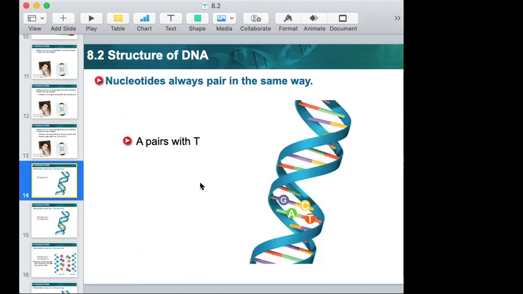So Chargaff said that nucleotides must always pair the same way, because his data analysis of DNA always showed this to be true, that adenine always equals thymine in number. And so adenine must pair with thymine like this. Where you see it on the ladder rungs on the DNA, A goes with T and C goes with G. So A and T always pair together. C and G always pair together.